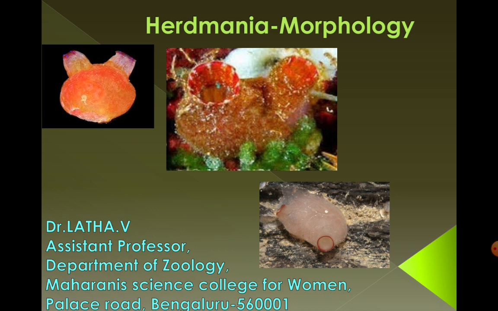So observe for its apertures. You can find two apertures towards the anterior end. One will be the branchial aperture, which is a little larger and it acts as an incurrent aperture, water goes through this, and the other being the excurrent aperture, which is the atrial aperture.